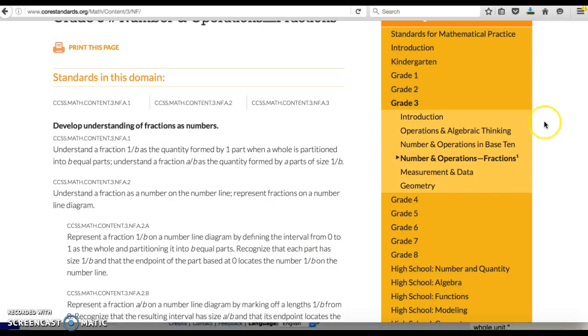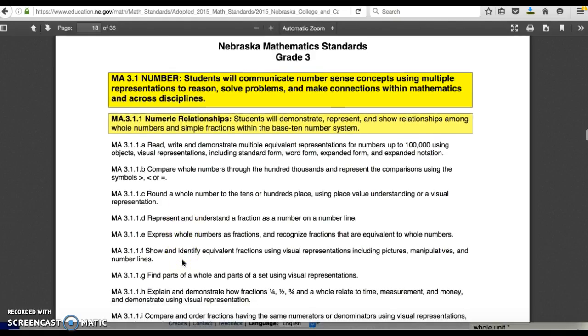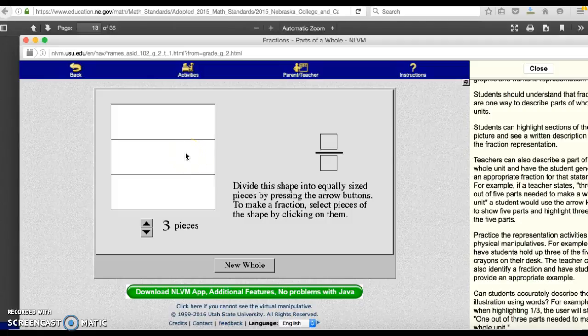Now if you go to the Nebraska standards and scroll down, I think that it fits with this one right here. Express whole numbers as fractions and recognize fractions that are equivalent to whole numbers. And then also to find parts of a whole and parts of a set using visual representations. The visual representation would of course be the shape that it's giving you.